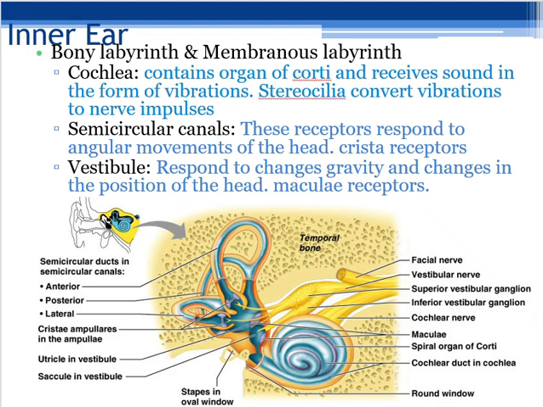Then if we move to the top instead, we have semicircular canals, which are three half circles, an anterior, posterior, and lateral half circle, and these are going to be receptors for equilibrium. They have crista receptors, and they respond to angular movements of the head. Then you have the vestibule, which responds to changes in gravity and changes in the position of the head, and utilizes maculae receptors, that sits between the semicircular canals and the cochlea, and is actually made up of two sacs within its one area, the superior utricle and bottom saccule.